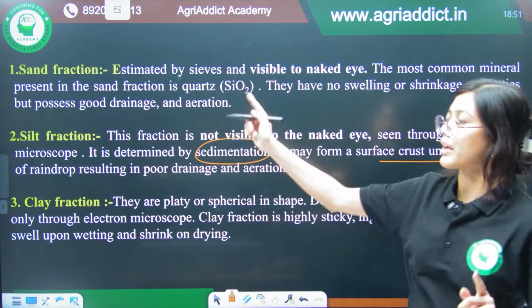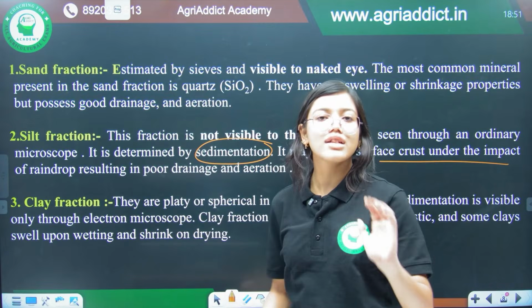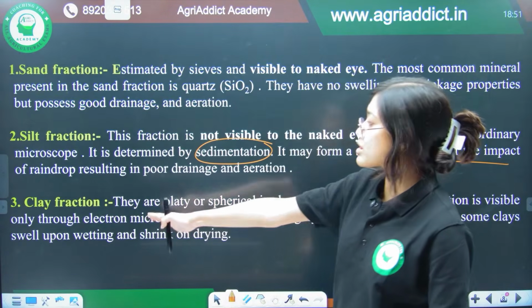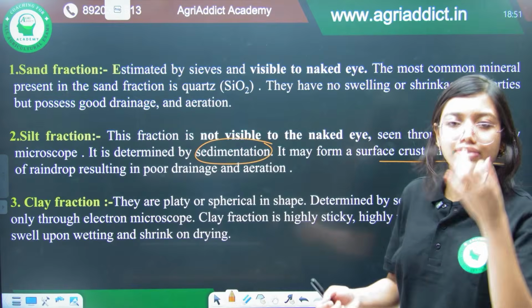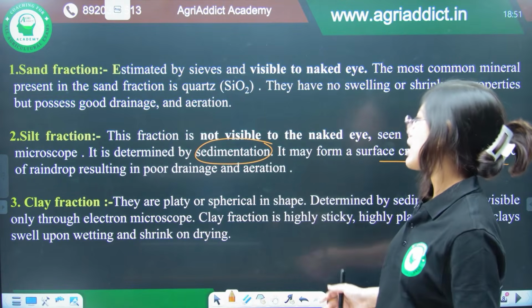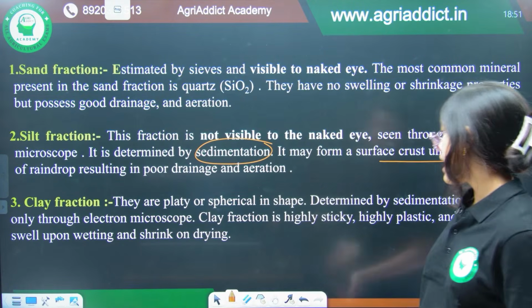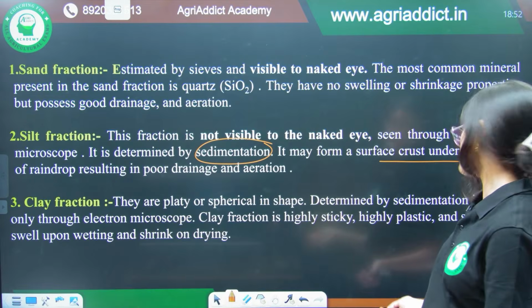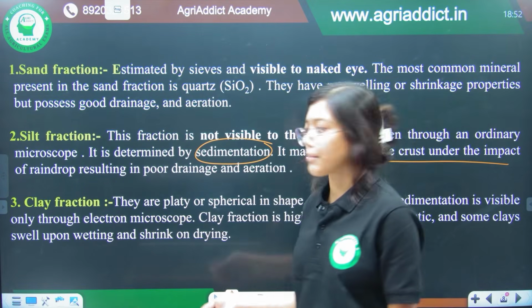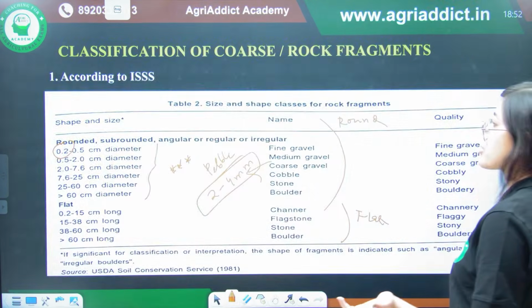But these two particles, sand and silt, do not contribute much to the chemical properties. The most important one is our clay fraction, and that is very, very fine. These are either platy or spherical, and it is highly sticky, highly plastic, and some clays might swell upon wetting or shrink upon drying.